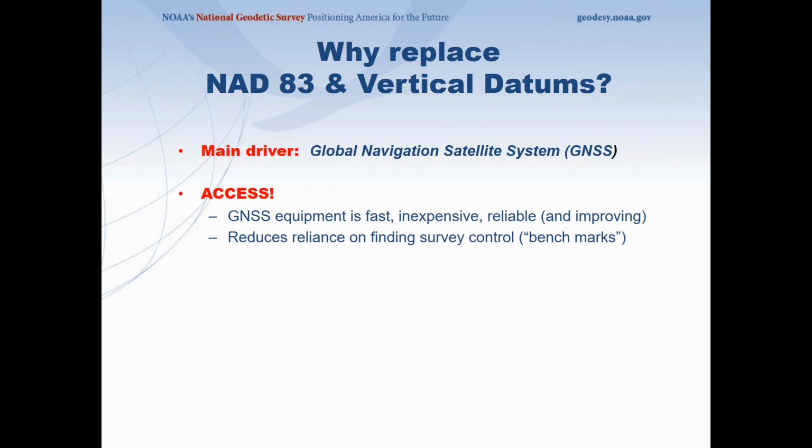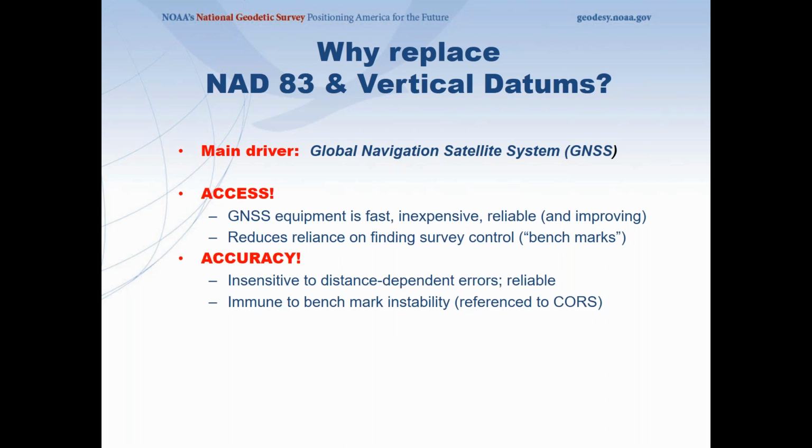Access to the GNSS is fast and inexpensive now with GPS. When we first started doing GPS back in the 80s, the first GPS receiver cost $110,000. Now we can get a receiver that is more accurate and faster and will do the work for less than $1,500 to do surveying grade work. It reduces reliance on finding survey control, because a lot of our survey marks across the country have been destroyed by road work, construction, or people just taking them.